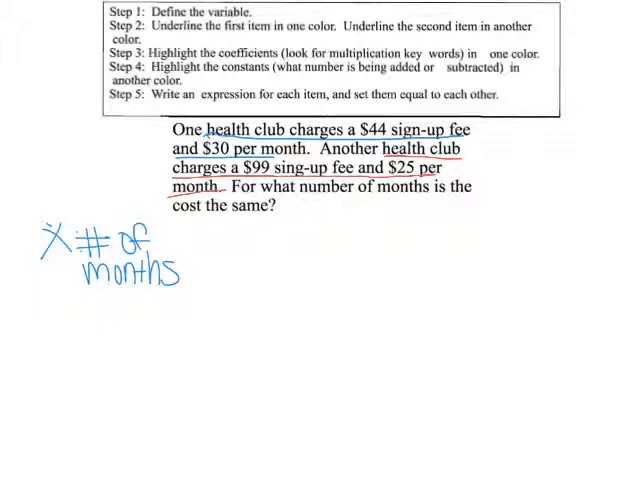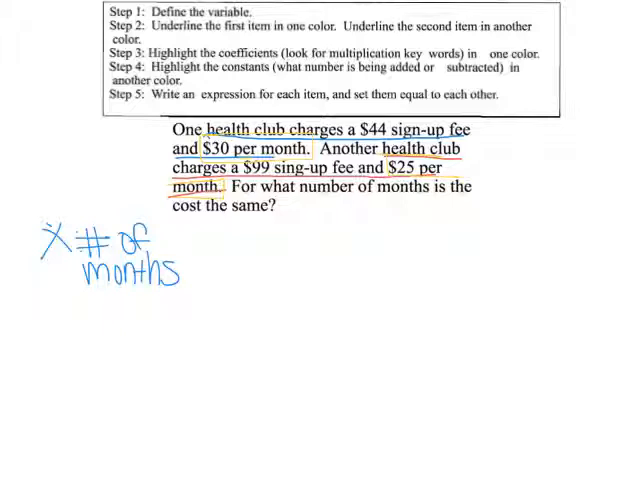Step 3, highlight the coefficients. I can't really highlight here, so I'm just going to put a box around them. Look for your multiplication keywords. Per is one of those keywords here. So if you see per, remember that means to multiply. So here's one of them, $30 per month. And here's the other one, $25 per month.